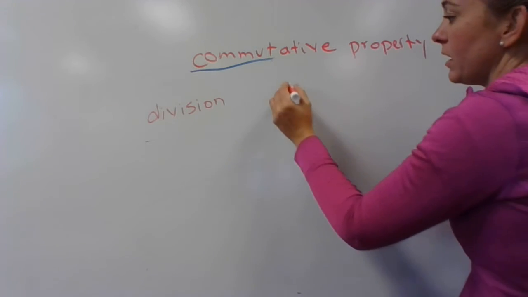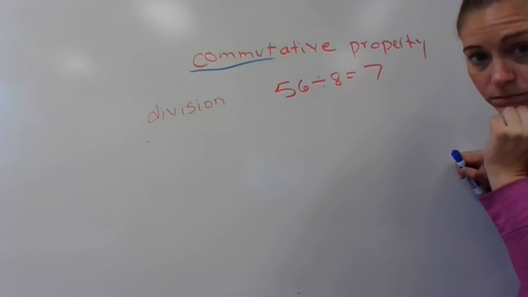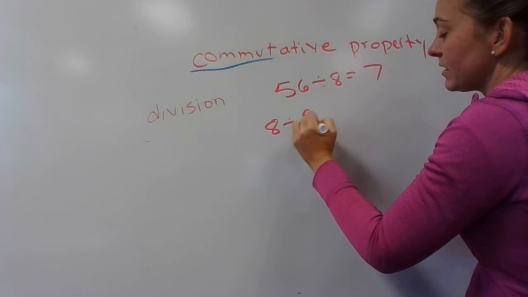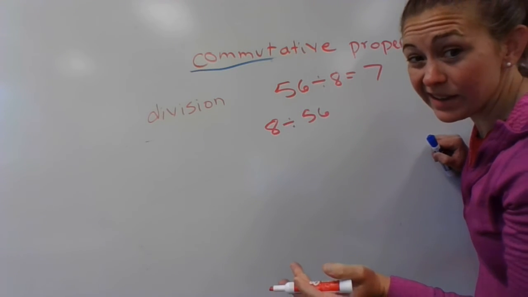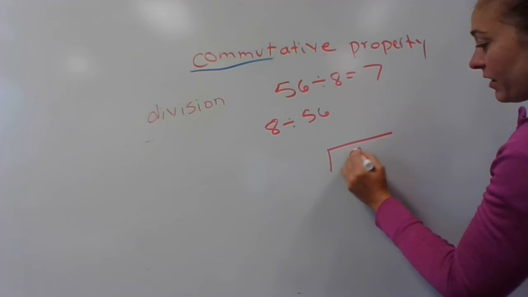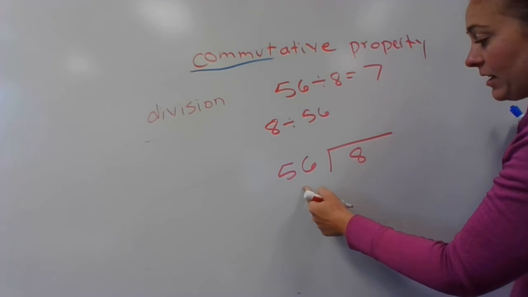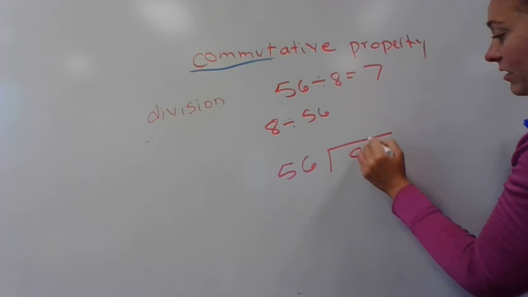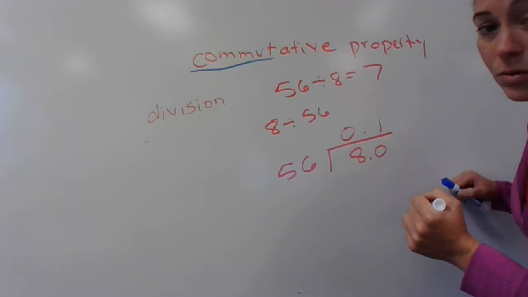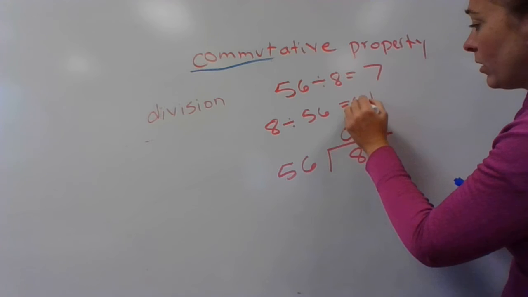If I do 56 divided by 8, I get 7. However, if I were to write 8 divided by 56, would I get 7 in that case? I'm going to say no, right? Let's see, what is 8 divided by 56? That would be 8 on the inside and 56 on the outside. Well, I have to put my decimal here. I'd be getting something less than 1, like 0.1 something.